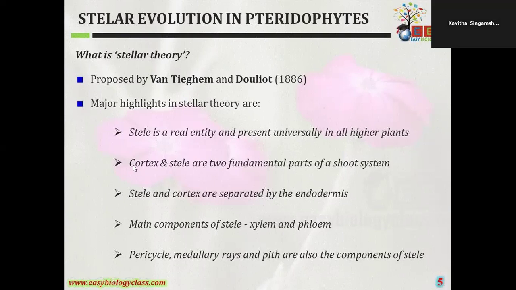Now, cortex and stele form the fundamental parts of the shoot system. The stele and the cortex are separated by the endodermis layer. The main components of the stele are xylem and phloem, and pericycle, medullary rays, and the pith are also components of the stele. So these are the highlights of the stellar theory, which were proposed by these two scientists.